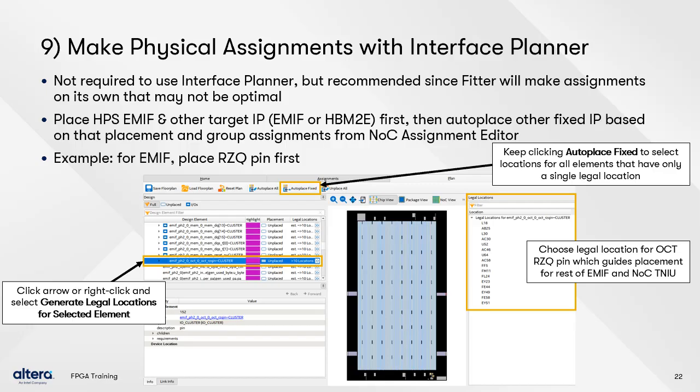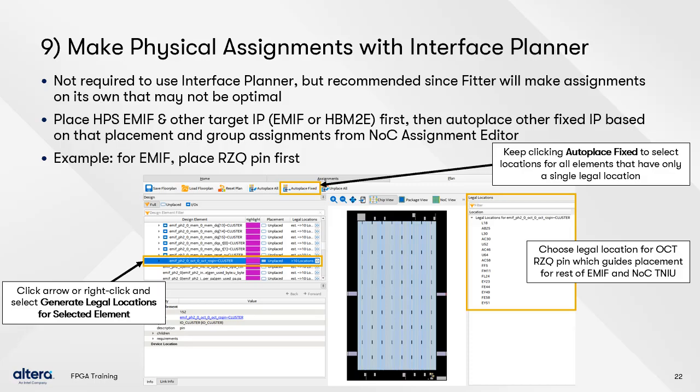When you use Interface Planner with a NoC design, the target IP appears as usual in the design element list on the left, along with the INIUs, TNIUs, and other elements that require physical location assignments, depending on the design. To start, select legal locations for target IP, including HPS-specific EMIF, standard EMIF, and the HBM. The user guide explains what element of these target IPs should be placed first. Click the arrows next to the appropriate element, or right-click to select the option shown to generate the list of legal locations for the selected element.